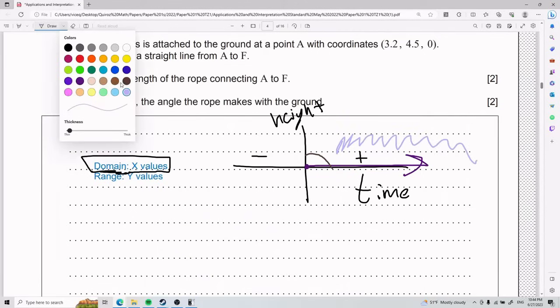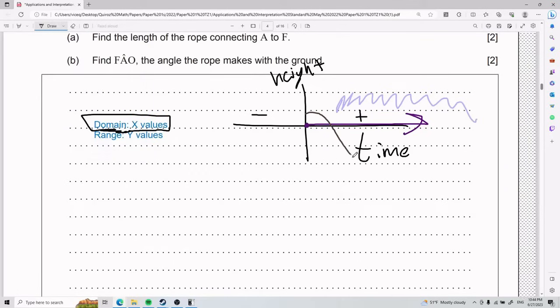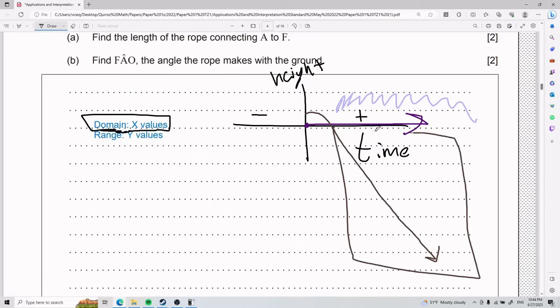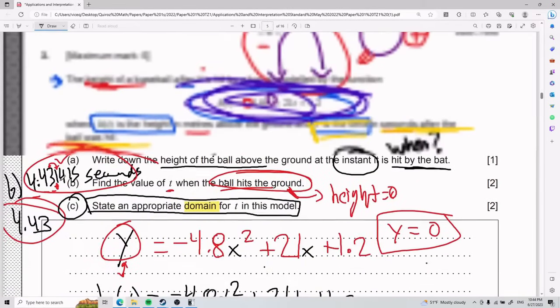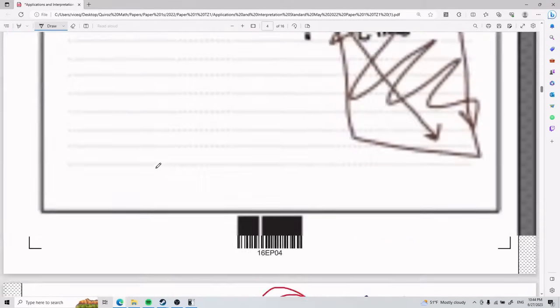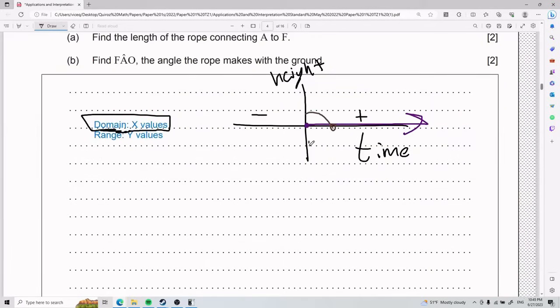You don't really care about the ball going deep underground into the center of the earth, because that's just not realistic. It's not what you care about. So all of this data here, you don't really care about. And so that's when you start thinking, maybe my domain should be a little bit smaller. How much smaller? Well, when does it touch the ground? When did it touch the ground from part B? It touched it at 4.43 seconds. So a wise domain is what I have in orange here, from 0 to 4.43.